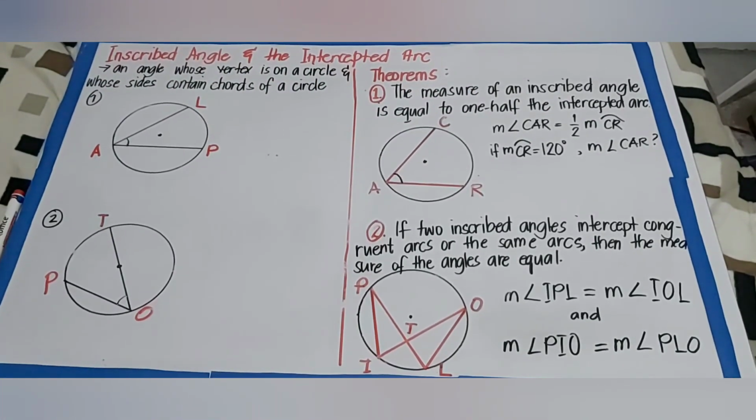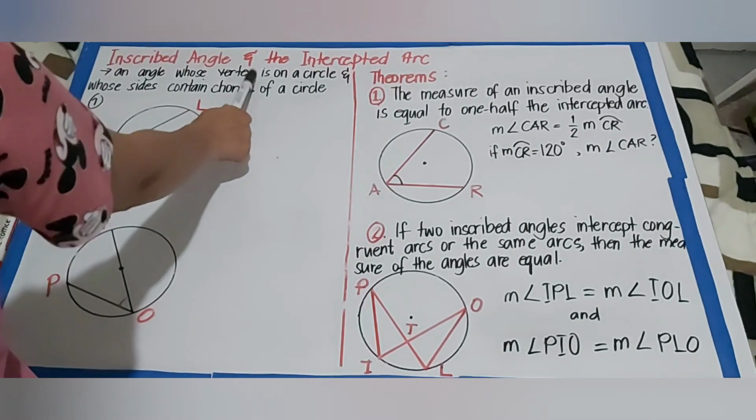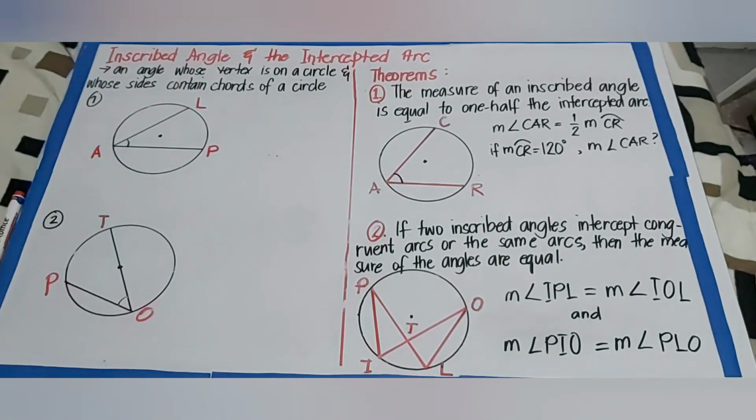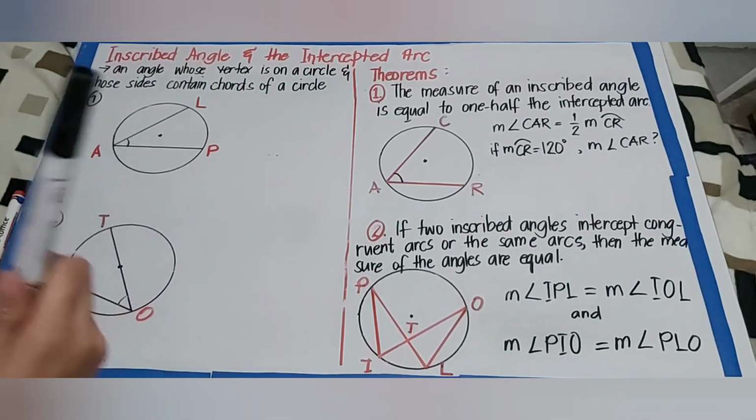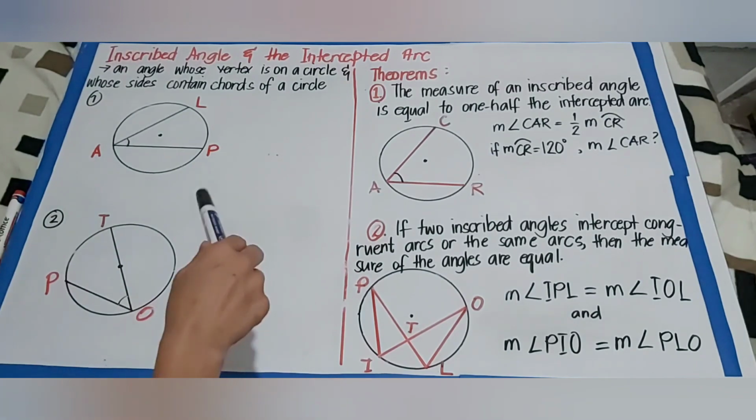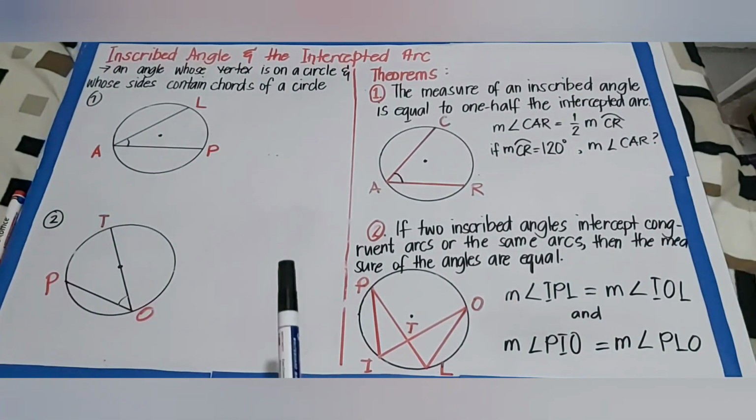Again, let's talk about inscribed angle and the intercepted arc. Okay, ano ba ang inscribed angle? This is an angle whose vertex is on a circle and whose sides contain chords of the circle. So, dapat ang vertex ay nandun mismo sa circle at ang kanyang mga sides ay chords.